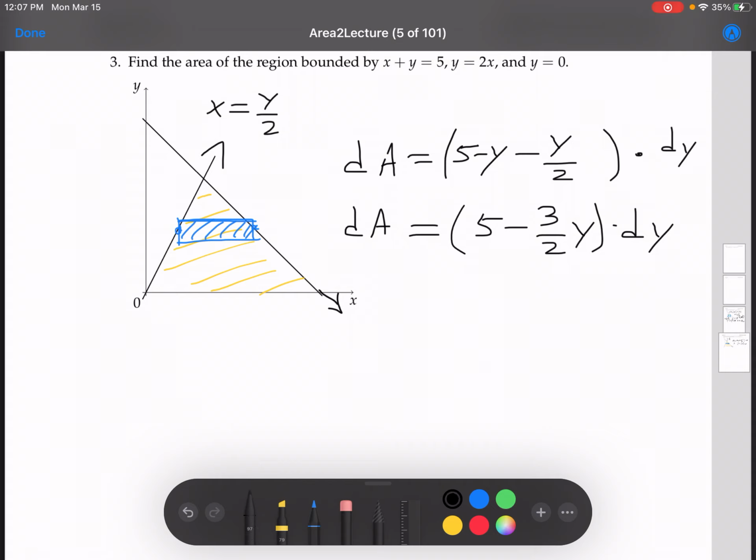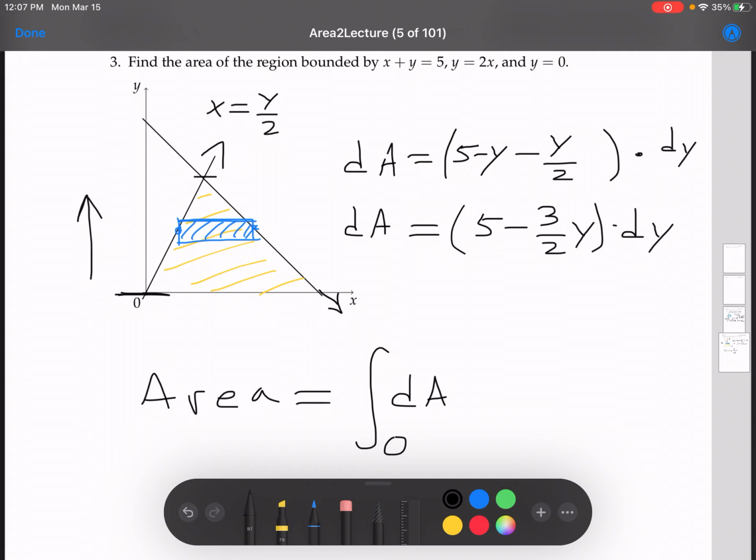Right, so now the actual area is going to be the integral of dA. Now we need to tell the integral where to start and where to stop. So if we're integrating along the y-axis, this is where we start. We start at 0 and we stop right there. So that'll be the question mark. Where do we actually stop?